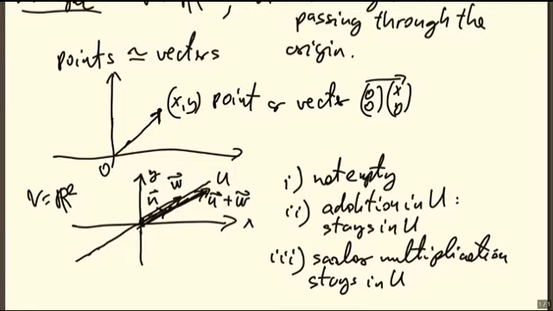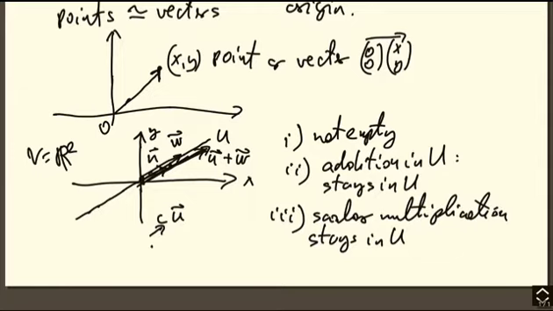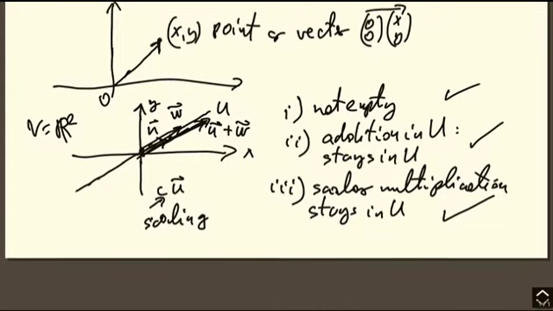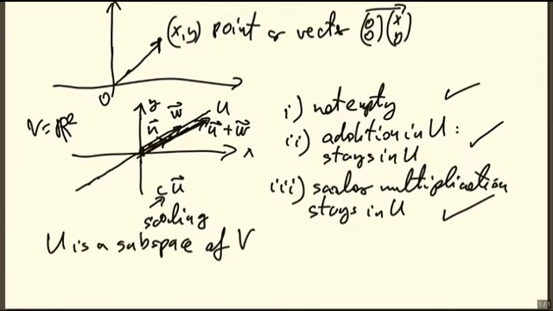How do we see that? What does it mean? For example, c times u is just scaling. Actually, the scalar comes from scaling. So we can check all these three conditions to see that U is a subspace of V.